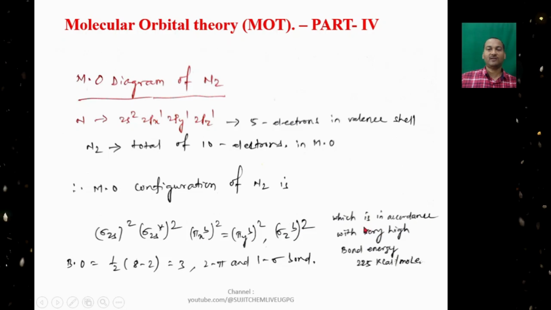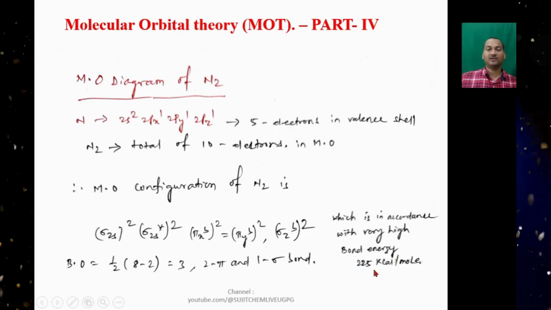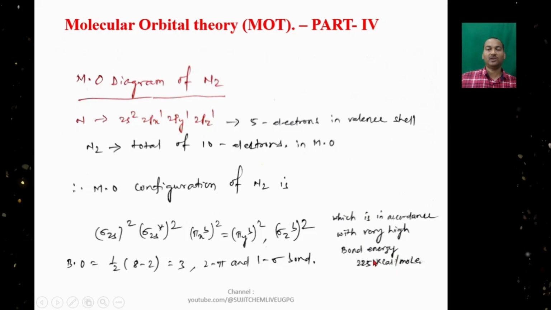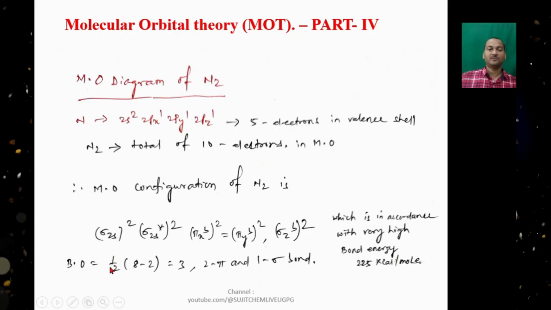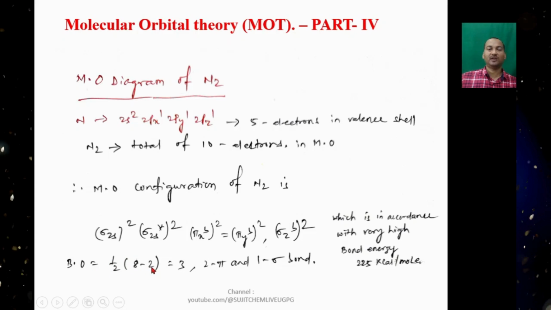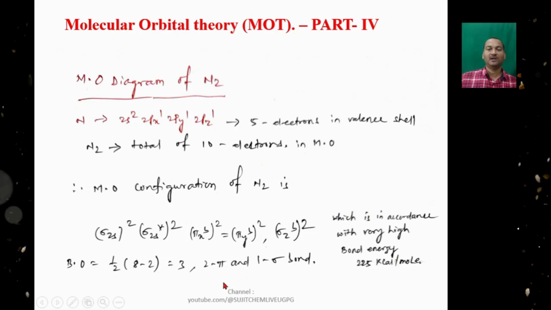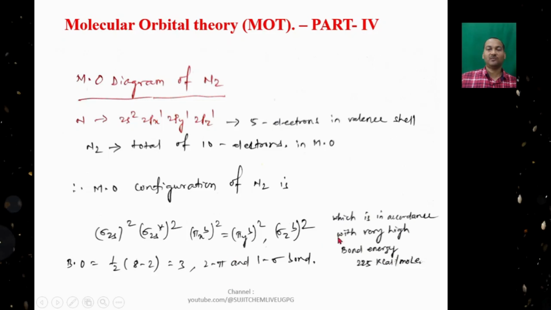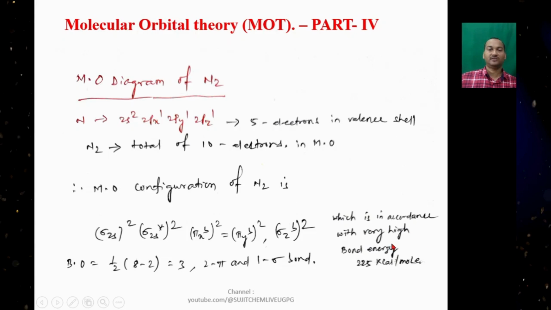So which is in accordance with very high bond energy, that is having 225 kilocalorie per mole. So if you find the bond order, so this is in accordance with the bond order. So bond order is 1 by 2 whole into number of bonding electrons minus number of antibonding electrons. So that is found to be 3. So that means it contains 1 sigma bond and 2 pi bond. So that's why the bond energy is 225 kilocalorie per mole, very high energy.